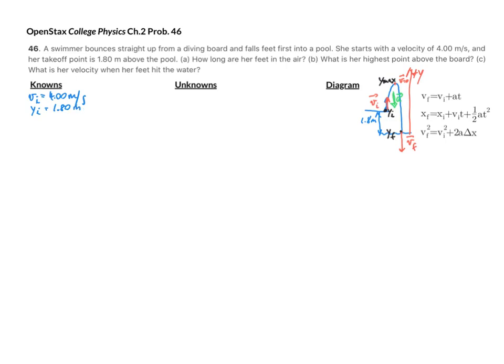It seems that that's all we know in the problem, but we actually know more stuff. We know that at the maximum height, v at the top is 0. We know that the final height, y final, is 0. That's when she hits the water. And we also know that the acceleration throughout the motion is negative g, or negative 9.8 meters per second squared. So we know all of these quantities, even though the problem doesn't tell us, because we know the theory.